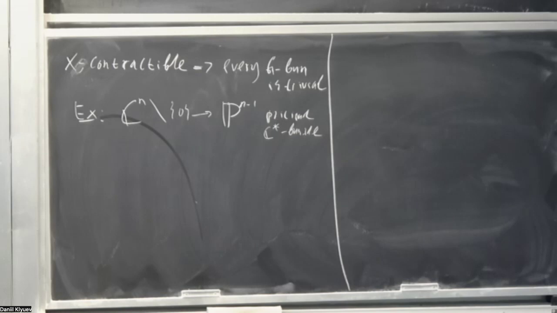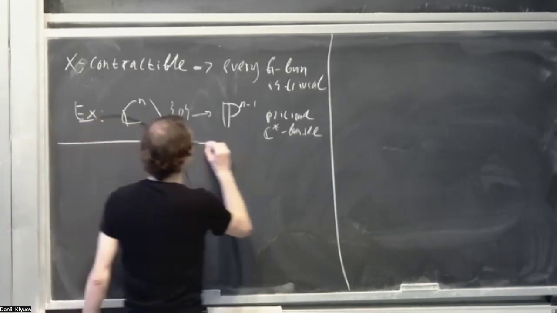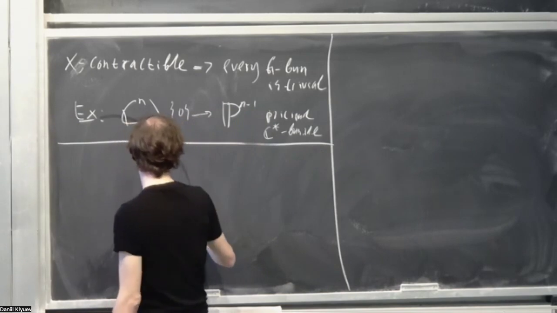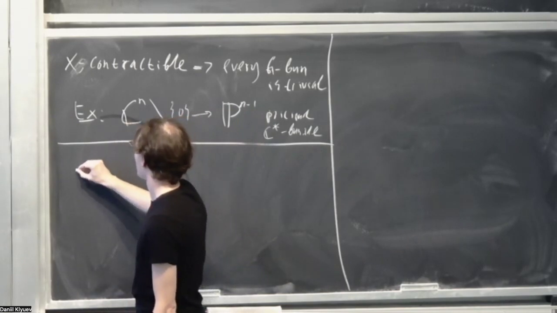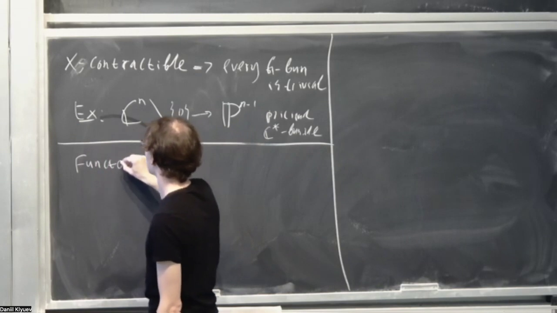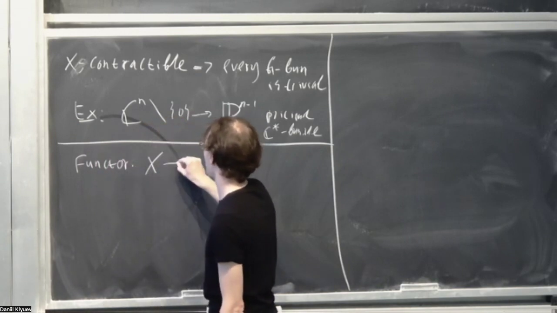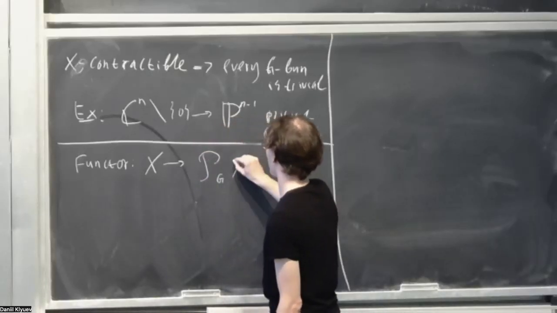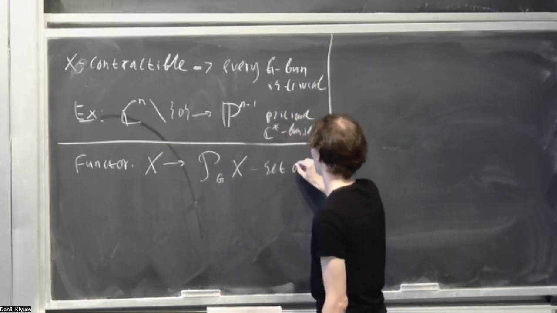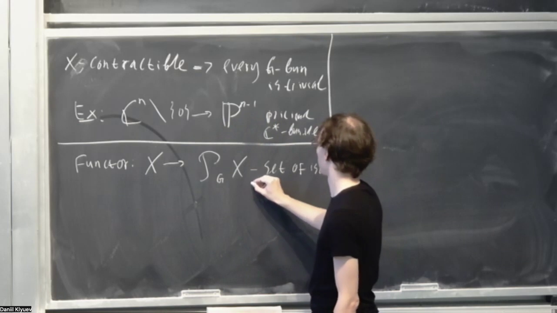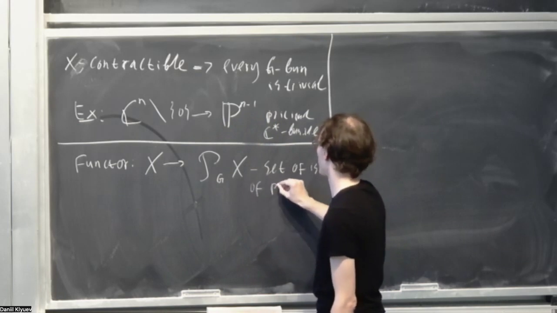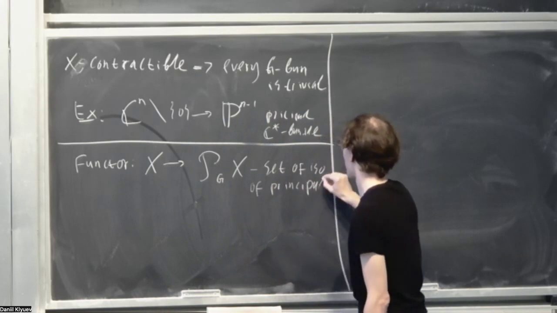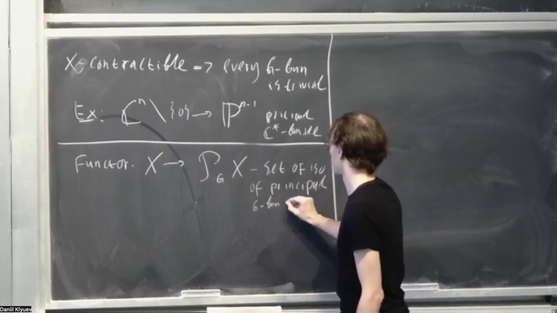Okay, so yeah, we'll quickly go to less and less standard material. So now let's consider the functor that sends a space X to the set of isomorphism classes of principal G bundles on X.